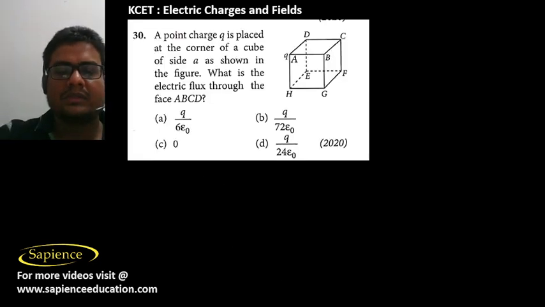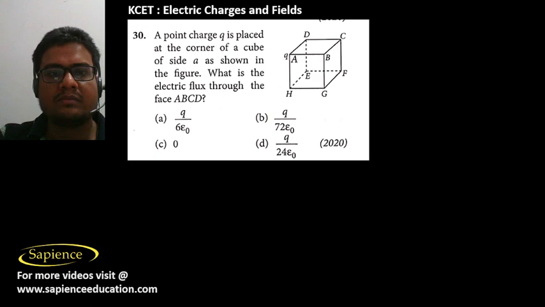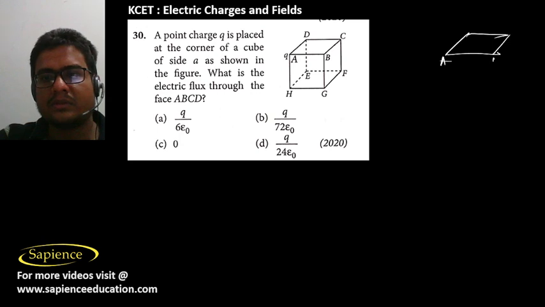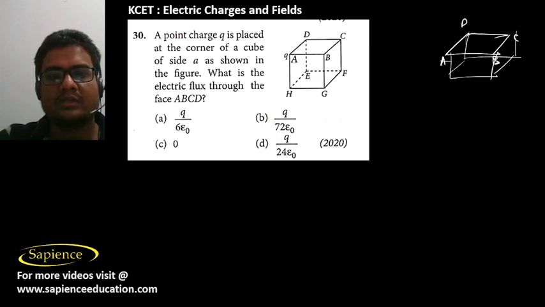Then question number 30. It is told a point charge Q is placed at the corner of a cube of side a, as shown. What is the electric flux through the face ABCD? The cube is there, and the point charge Q is placed at one corner of it.